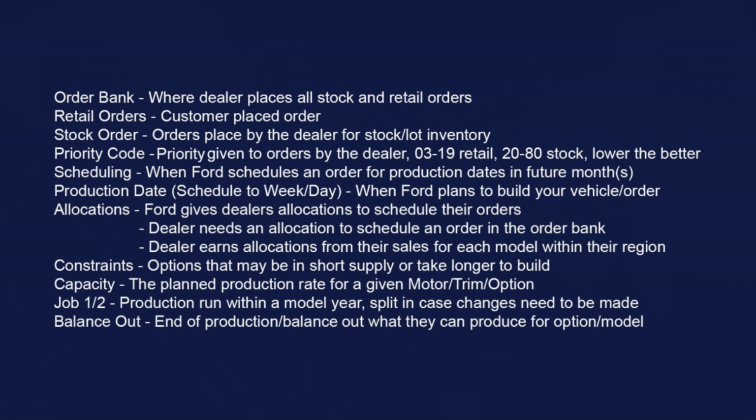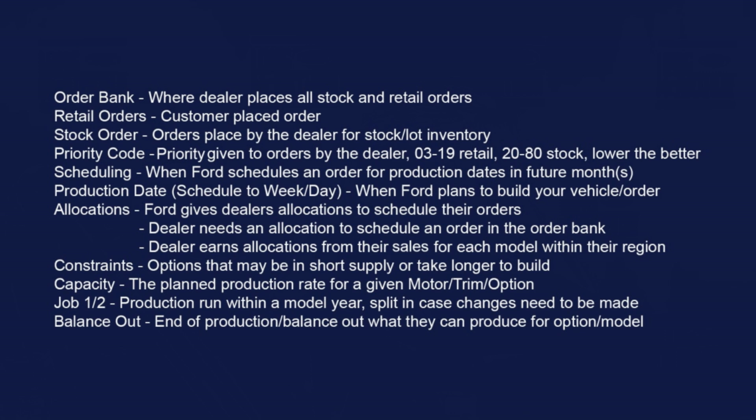Constraints, those are options that may be in short supply or will take longer to build. The capacity, that kind of runs into there, and it shows you the capacity of scheduling and such. A lot of times those upper trim levels, they don't make as many as some of the lower trim levels. And so you have to think about that when placing orders.